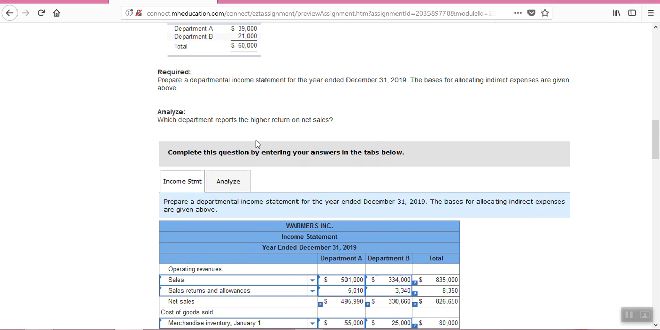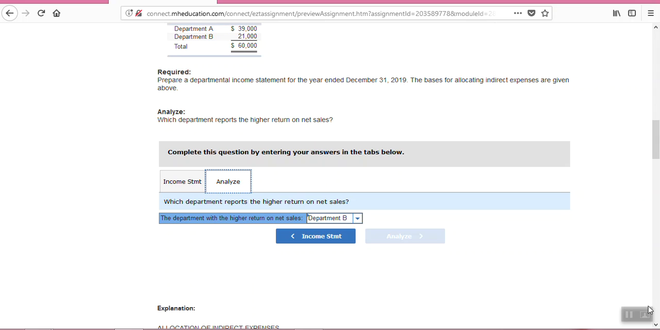And then the analyze part: you should be able to tell from your income statement which one has a higher net income and a higher return on net sales. All right, so that's how you're going to do that. Mine's Department B; yours may or may not be. So that's the process you're going to follow.